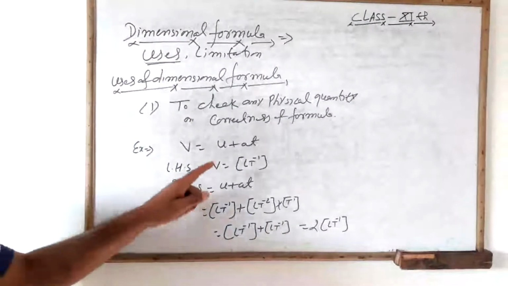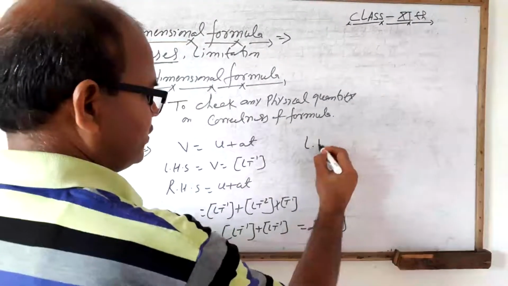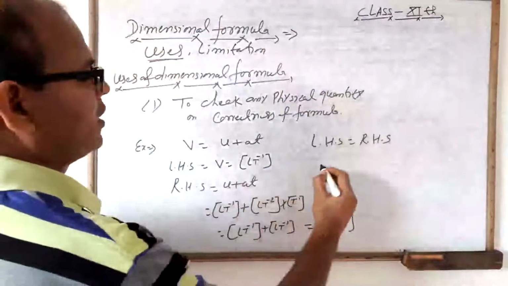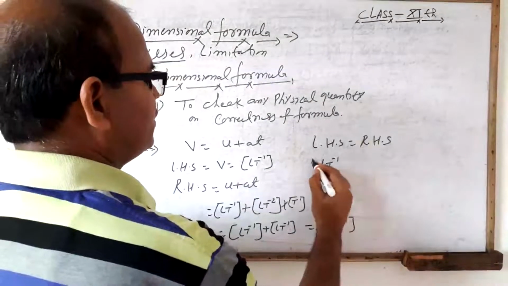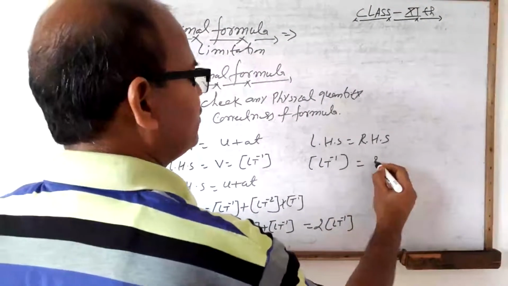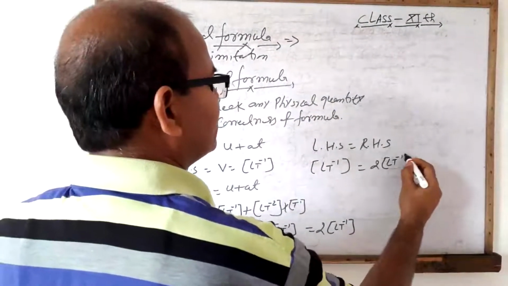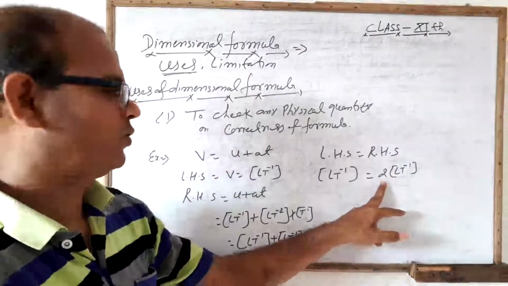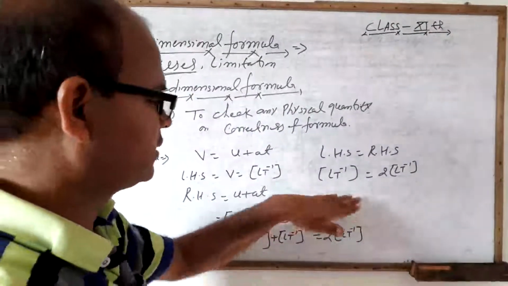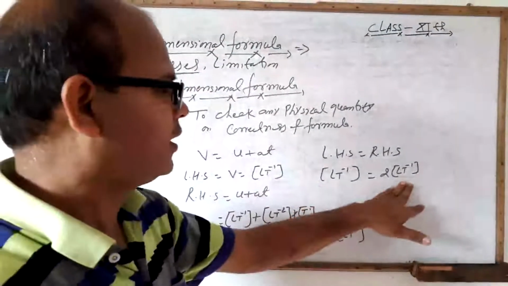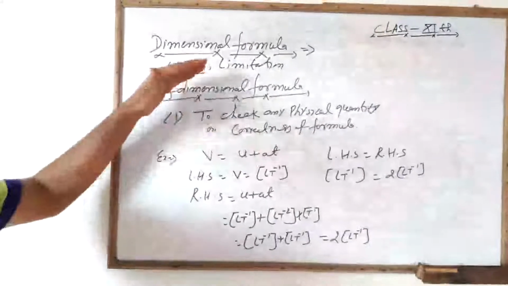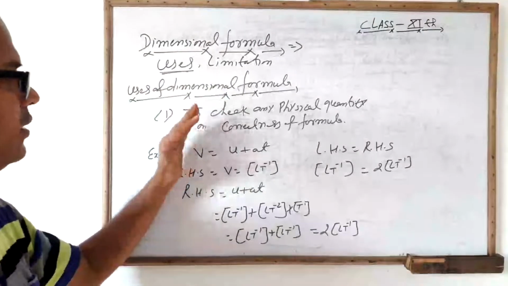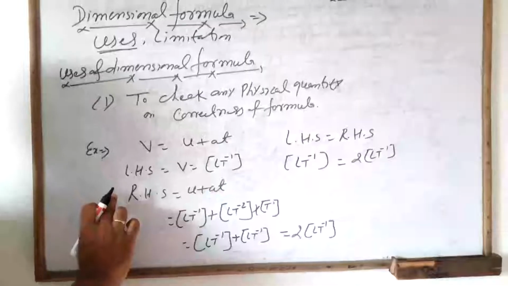So you have seen LHS equals RHS. The dimension of LHS is L T inverse and RHS is twice L T inverse. What is 2? 2 is a constant, so dimensionless. So LHS is L T inverse and RHS is also L T inverse. You can write any formula and check it with the help of dimensions.